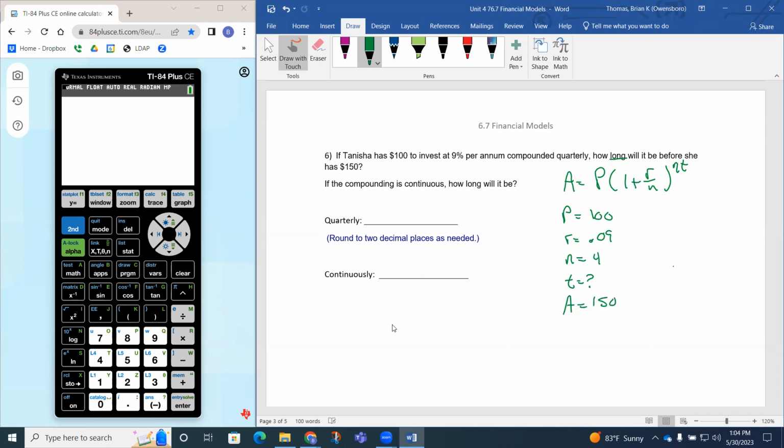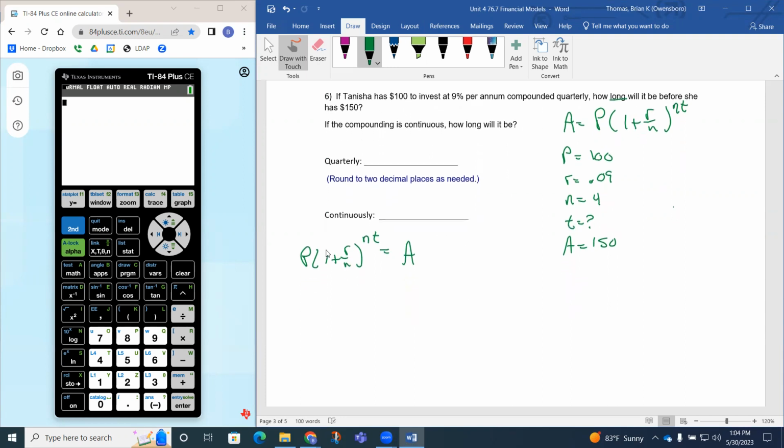So if I substitute in the formula, I'm going to rewrite it as P times 1 plus R over N to the NT is equal to A. I always like to have my known on the left side, and since we don't know what T is, I like to put that on the left side. So we have 100 over here. We have 1 plus the interest rate, 0.09, divided by N, which was the 4, raised to the NT. So that's going to be 4T, because we don't know what time is. And then the final amount was 150.